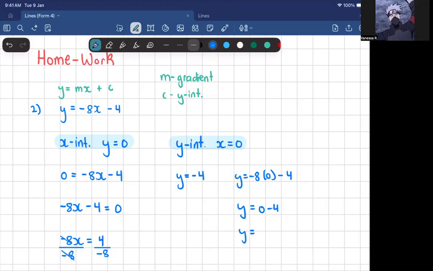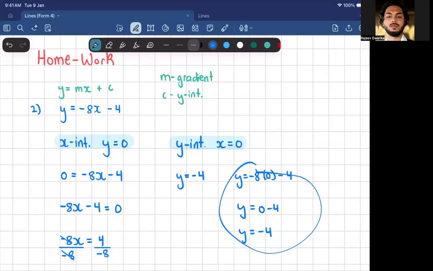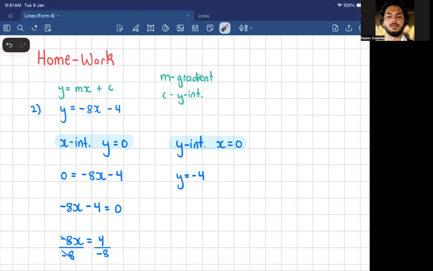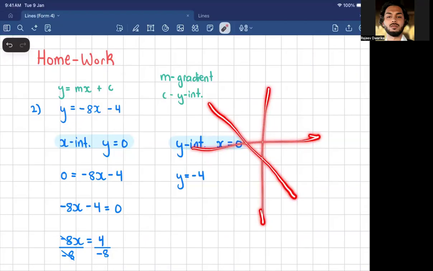-4. Right. So you don't need to do all of this, but you could if you want. The point I'm trying to make is you could get the y-intercept just by looking at the equation. So the C value here would tell you where the graph is cutting the y-axis. If you draw the graph, the line should cut the y-axis at -4.